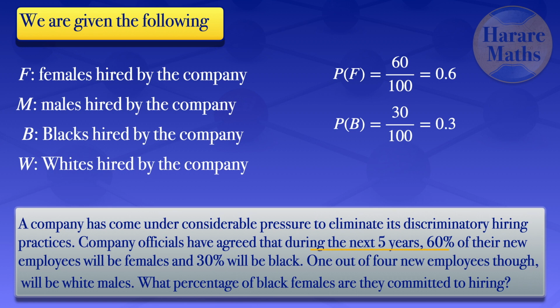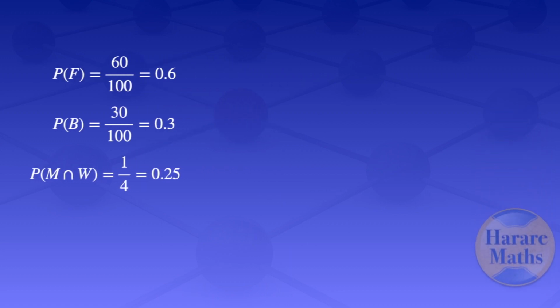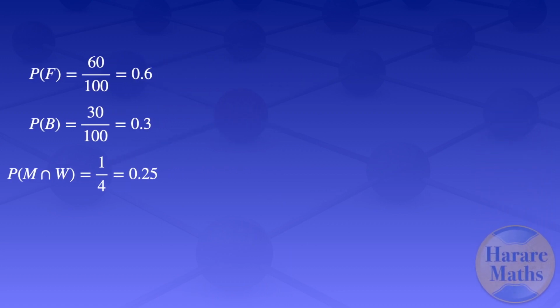We are also given that 1 out of 4 new employees will be white males. So white males, we can write this using set notation. It's male intersection white. So its probability of male and white is 1 over 4, which gives us 0.25. Now, given that information, what we would want to calculate is the probability of F and B. But for us to calculate that probability, we have to look at the following information.